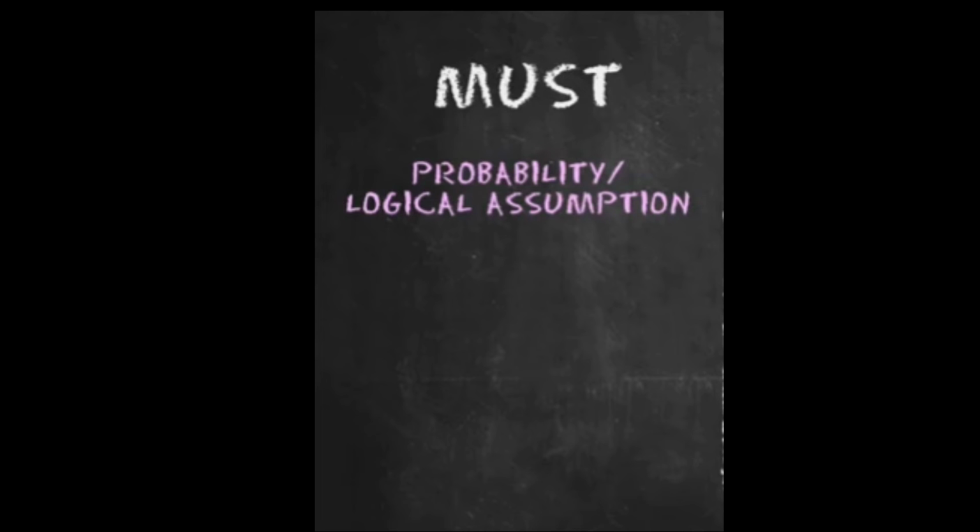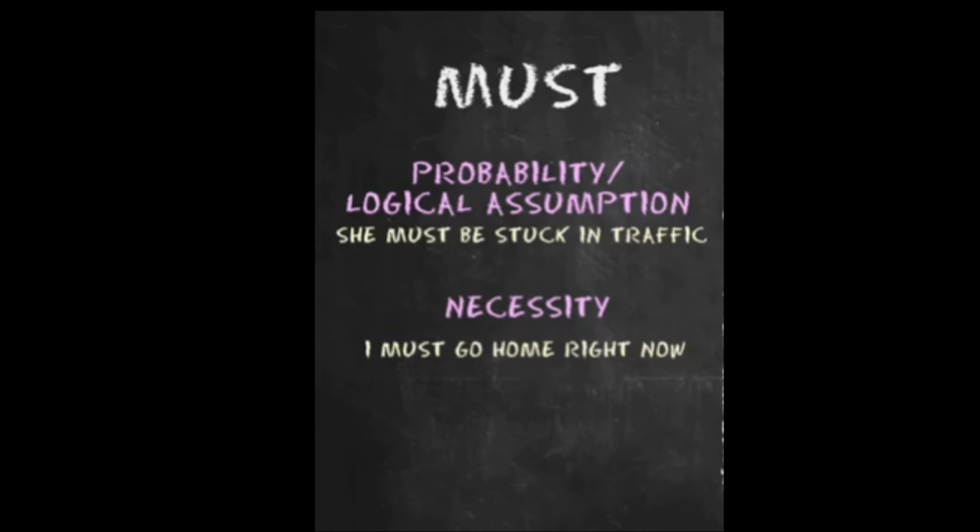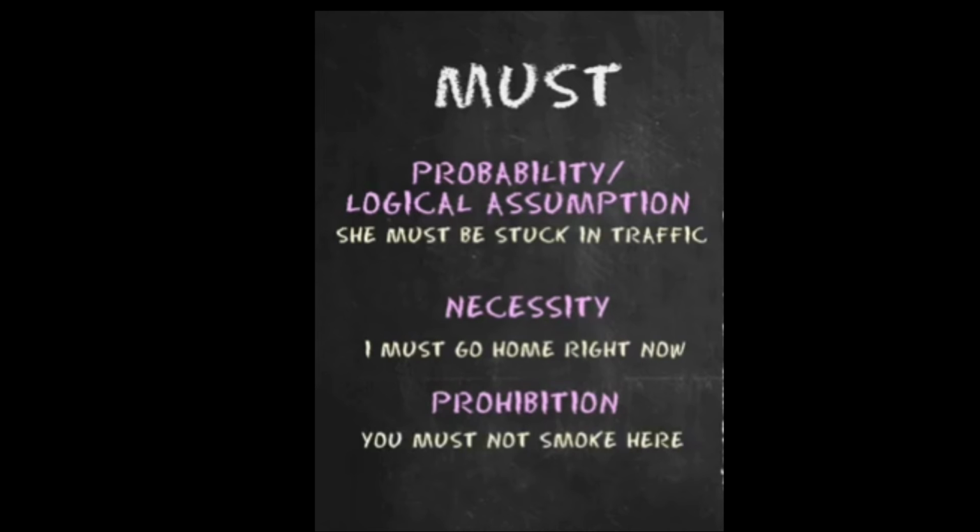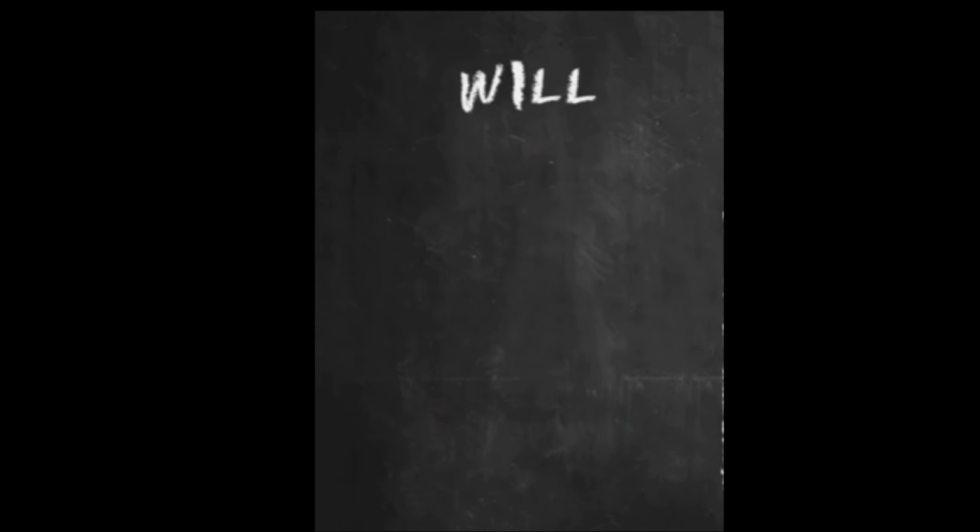Then we have must. Must can be used to show probability or to make a logical assumption. She must be stuck in traffic. Must can also be used to show necessity. I must go home right now. And it can also be used to show prohibition. You must not smoke here.